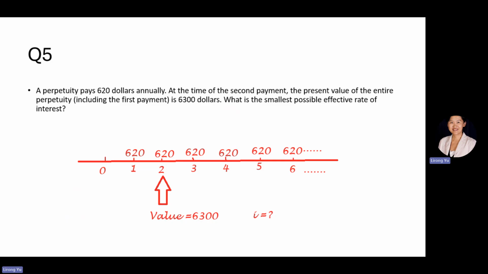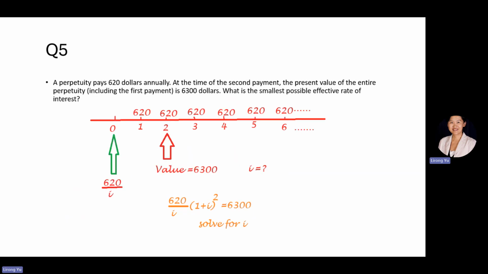The question says, suppose at time 2, which is the time of the second payment, the value of the entire cash flow is 6,300. What should be the interest rate I? Okay, so we can use 620 divided by I to find the total value, which will give you the value 1 unit before the first payment. So 620 divided by I gives you the value at time 0, but we know the value at time 2 is 6,300, and we're going to move it forward 2 time units.